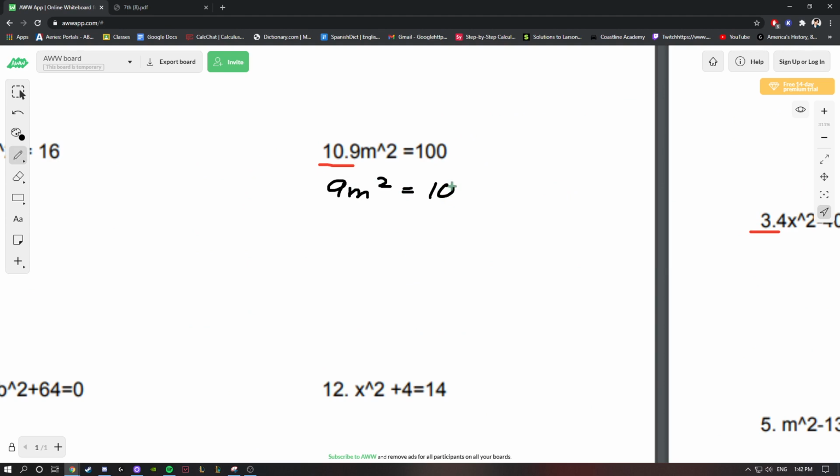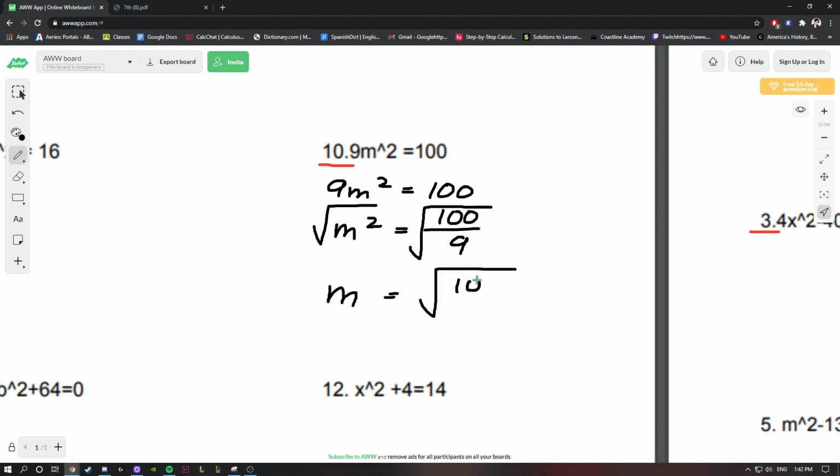Okay. Here we're getting a little trickier. 9m squared equals 100. Same thing, we want to isolate the m. So we get 100 divided by 9. And this doesn't divide out evenly, so actually we want to keep this as a fraction. And when we square root this entire fraction, we're going to get m is equal to the square root of this whole thing, 100 over 9. And this is convenient because 100 is a perfect square and so is 9.